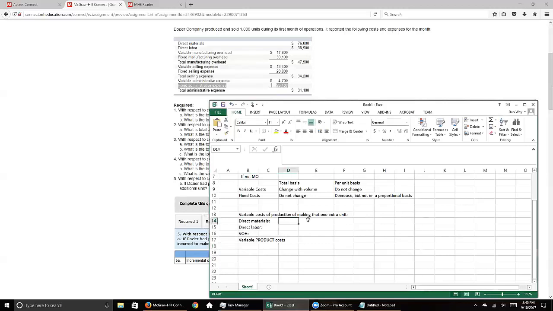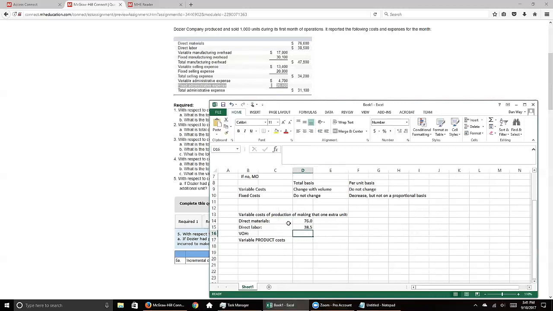So here, direct materials, I'll put the formula in for completeness. I incurred $76,000 to make 1,000 units, so that's $76 per unit. I incurred $38,500 to make 1,000 units as far as labor goes, so that's $38.50 in direct labor per unit. And then variable overhead, I incurred $17,800, again, to make the same 1,000 units, so that's $17.80 per unit.